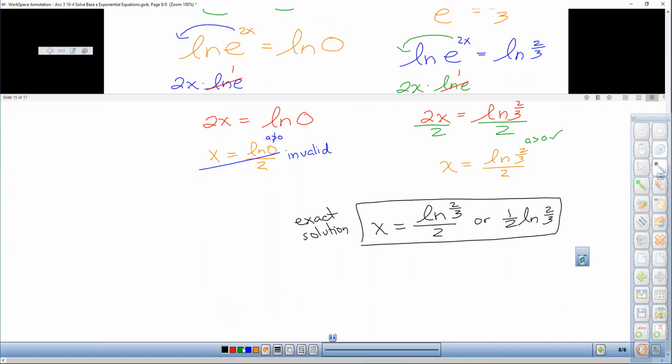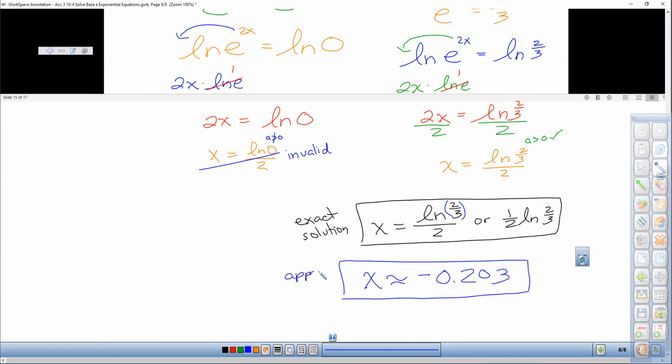So now approximating that, you can do it either way: 1/2 or 0.5 times the natural logarithm, or putting that argument into parentheses before you divide by 2. Close that argument. So our approximate solution will be, easiest way to do the 2/3 is just 2 divided by 3. So to 3 decimal places here we get negative 0.203. And there is our approximate solution.